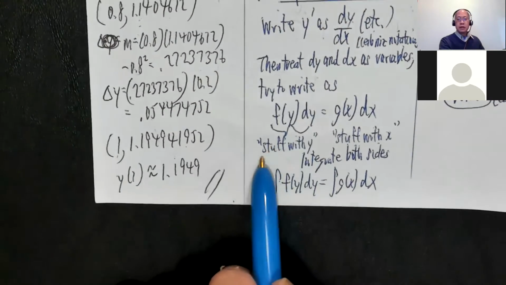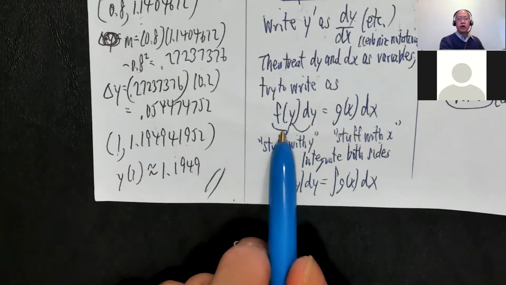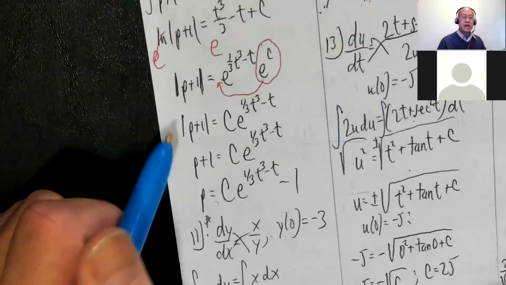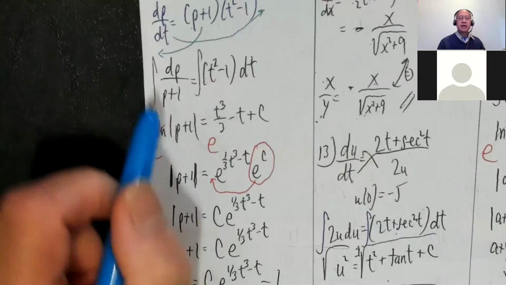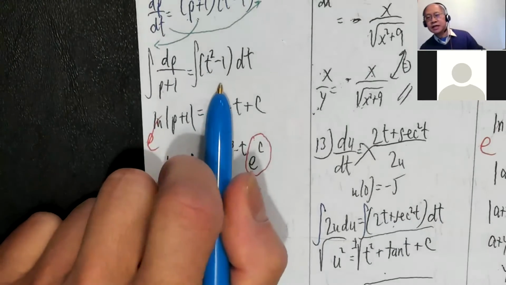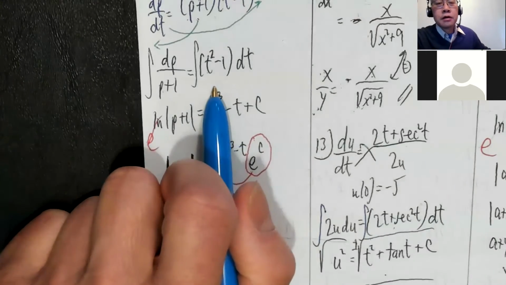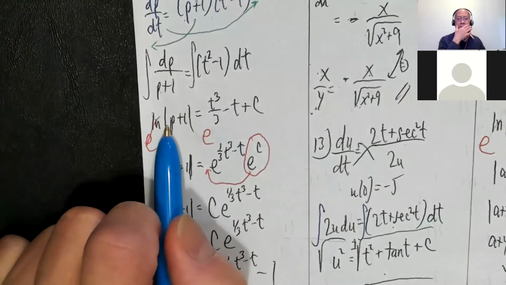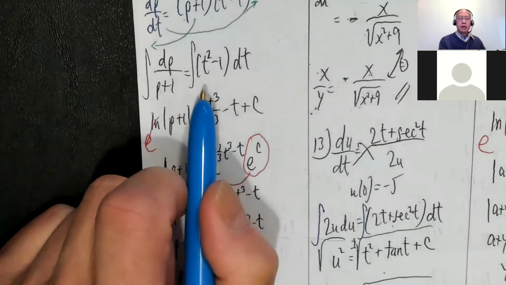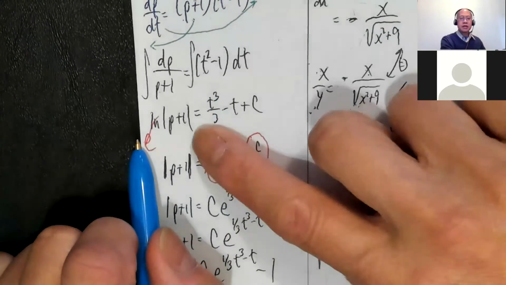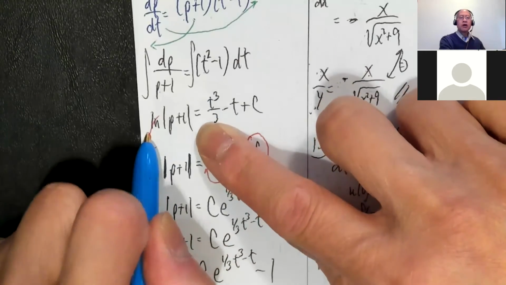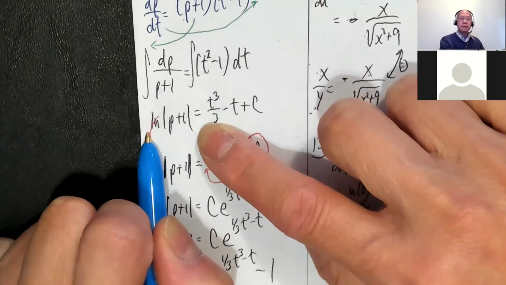Okay, so separate stuff with y dy, stuff with x dx. In this case, stuff with p dp and stuff with t dt. All right, so this is ln, absolute value of p plus 1 equals t cubed minus t plus c. Solve for p if possible. This time it is solvable.